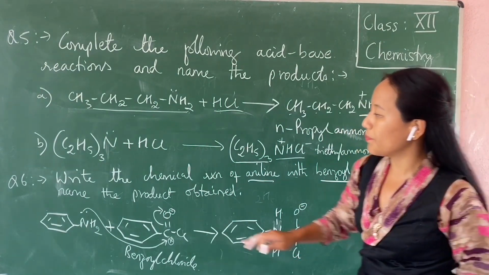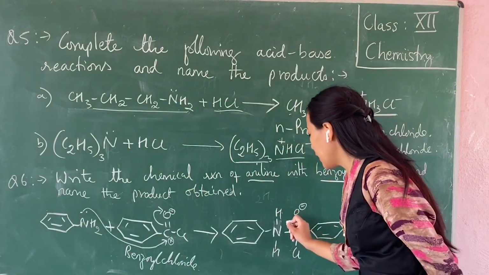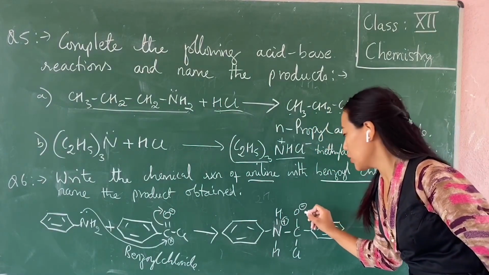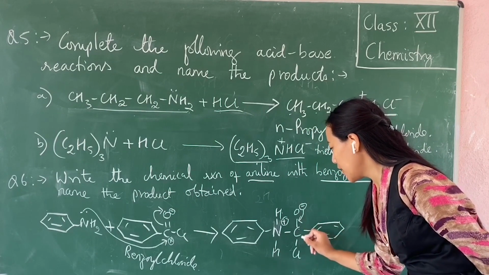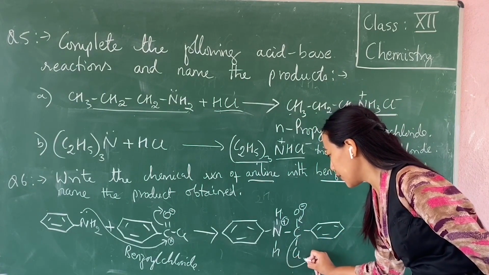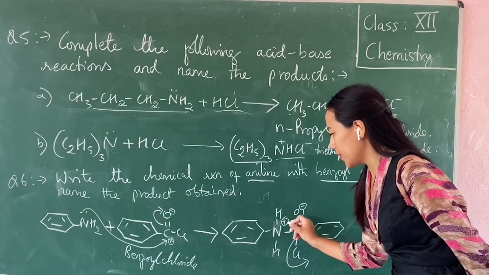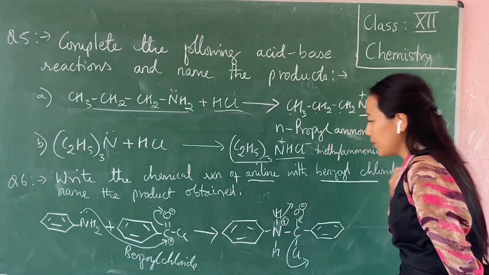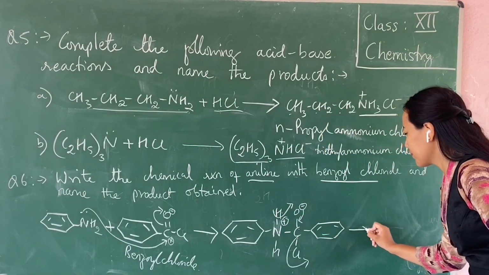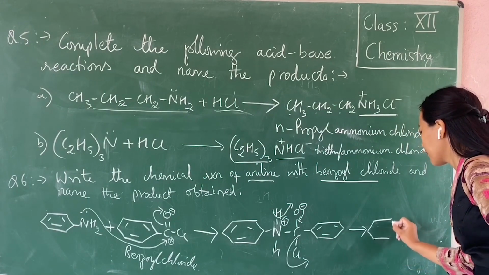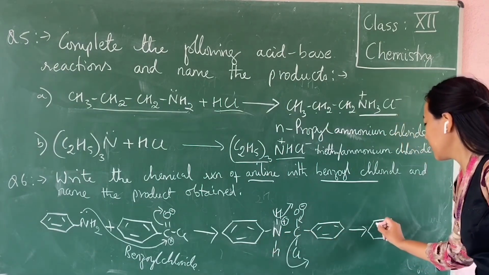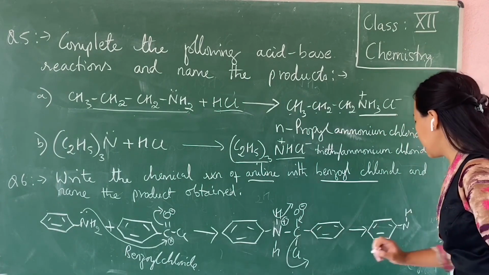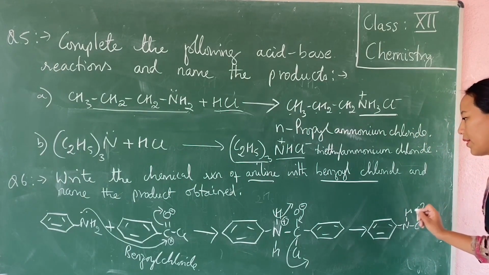Okay, now what happens is N has used up its lone pair of electrons, therefore N will have a positive charge, and this negative charge will come back and sit in the form of a bond, and this chlorine will leave because it's a very good leaving group. And from this, in order to stabilize the positive charge on the nitrogen atom, hydrogen will leave in the form of H plus, and this will form your benzene ring, this one, and then NH, and then you have your C double bond O, and then this benzene ring.